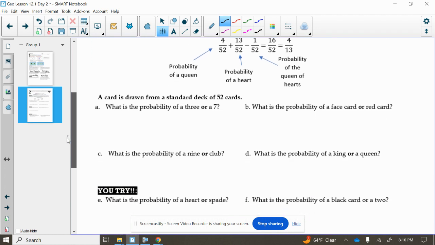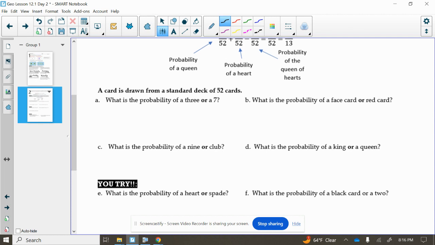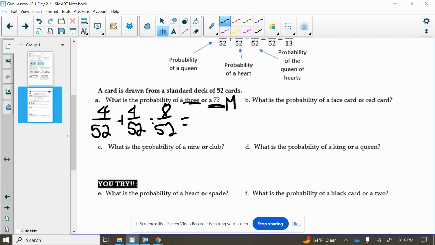So in example B, it says again, standard deck of 52 cards. What is the probability that we draw the number 3 or 7? When we think about our deck of cards, we are not going to draw anything that is both a 3 and a 7. So this is a mutually exclusive event. Now there are 4 cards out of our 52 that are a 3. There are 4 cards out of our 52 that are a 7, for a total of 8 out of 52, or 2 out of 13 cards as our probability.